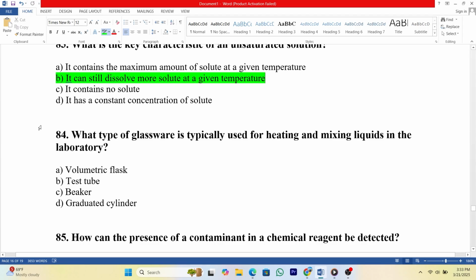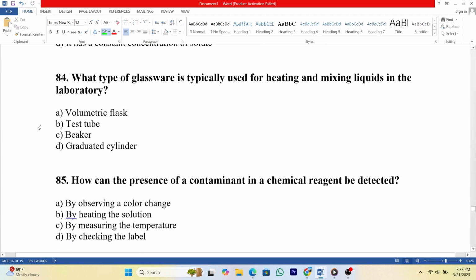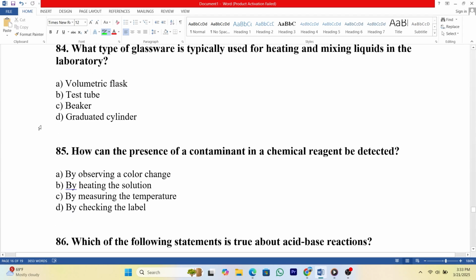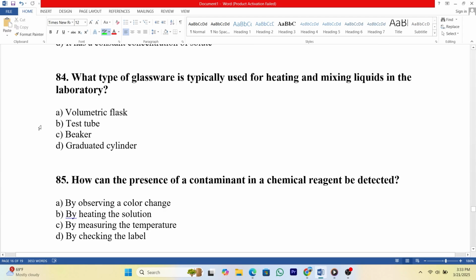84. What type of glassware is typically used for heating and mixing liquids in the laboratory? A. Volumetric flask. B. Test tube. C. Beaker. D. Graduated cylinder. Answer, C. Beaker.